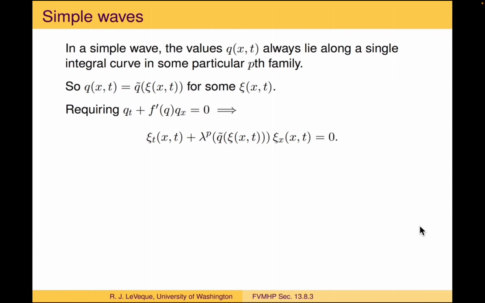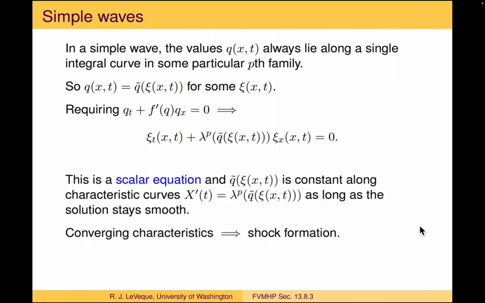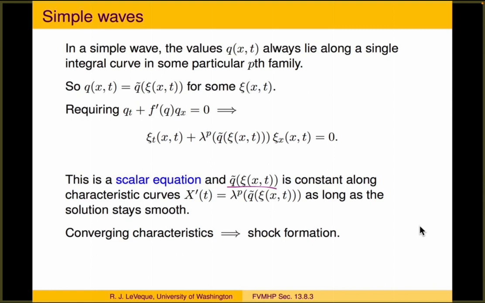So assuming that q tilde prime is always proportional to an eigenvector, we can replace f prime of q by the lambda times q prime, and we get that scalar equation. And this is really analogous to the theory we have for scalar conservation laws. And it says that the solution remains constant along characteristic curves, and the characteristic curves are x prime equals lambda p evaluated at q tilde of xi, as long as the solution stays smooth.